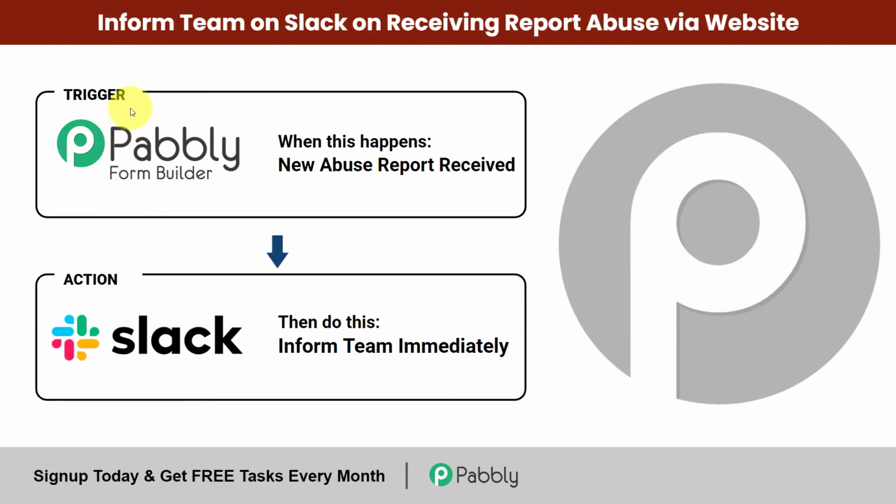And here I have created the form in this Form Builder software. But in place of that, you can even use Google Forms, Jotform, Typeform, or any form builder software. So if you also want to inform your team on Slack on receiving report abuse via website, you should definitely create this automation. Want to learn how you can create it? Just follow this video till end.